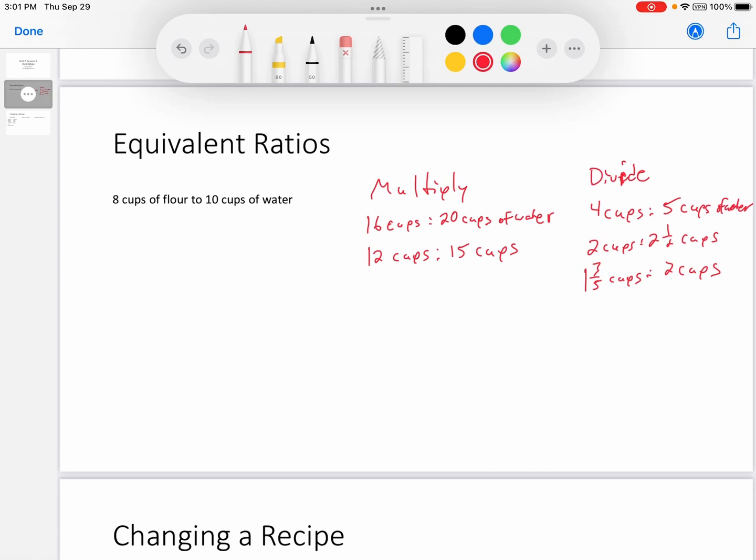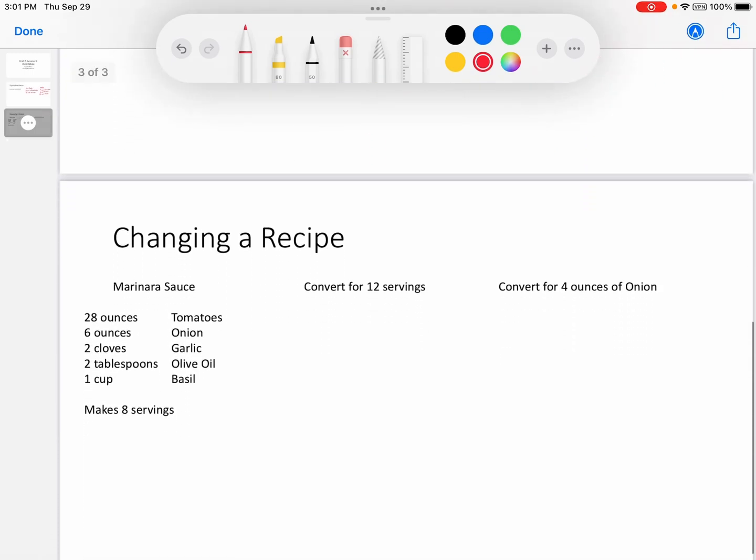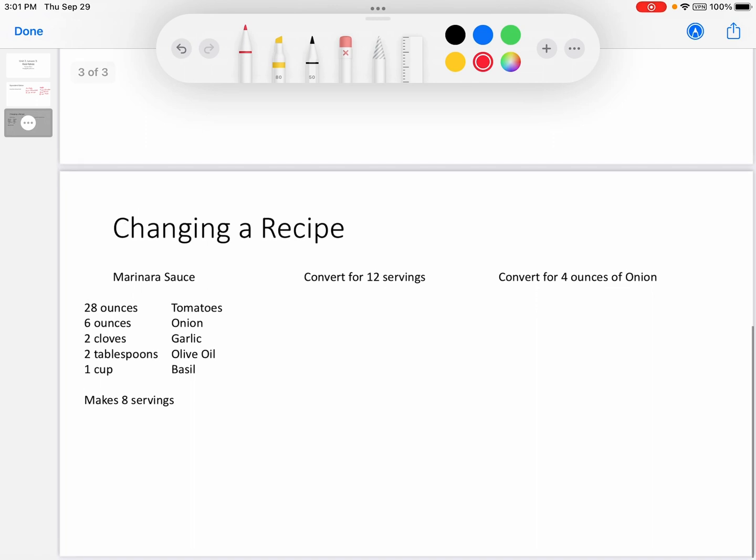Now, one of the major ways of using equivalent ratios is when you have a recipe. So here is a recipe for a marinara sauce. It is a tomato-based Italian pasta sauce. So the recipe contains 28 ounces of tomatoes, 6 ounces of onion, 2 cloves of garlic, 2 tablespoons of olive oil, and 1 cup of basil, and it makes 8 servings.